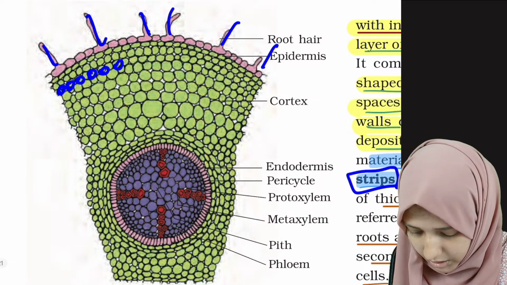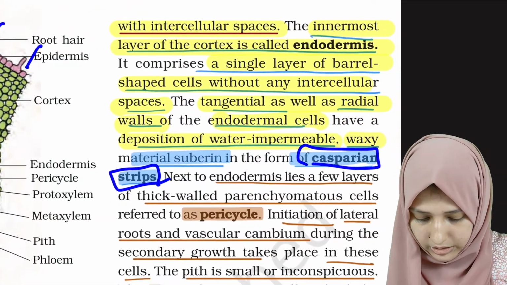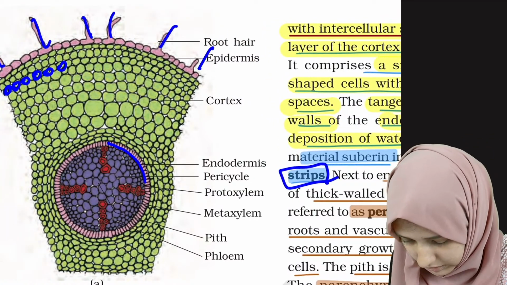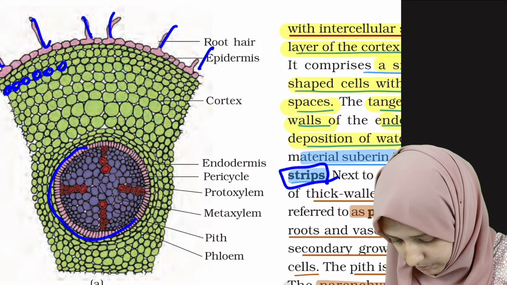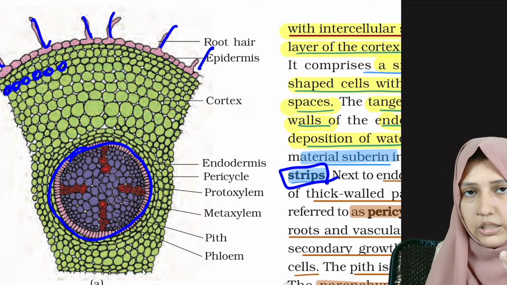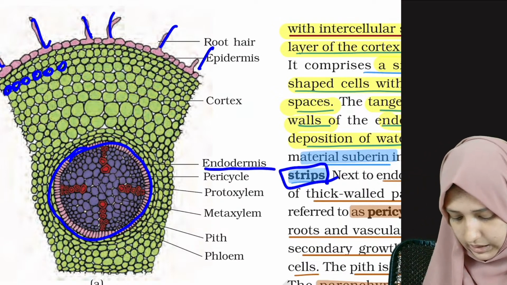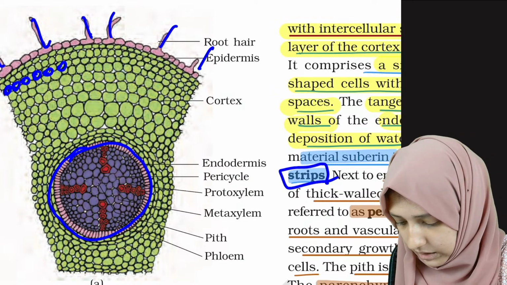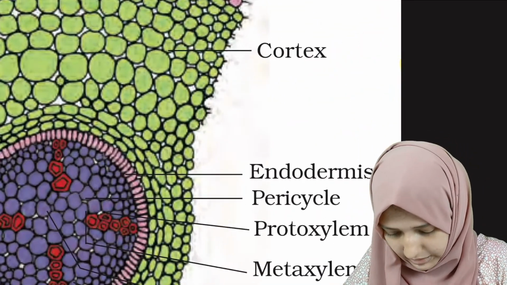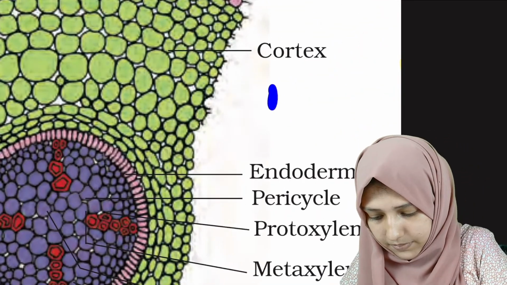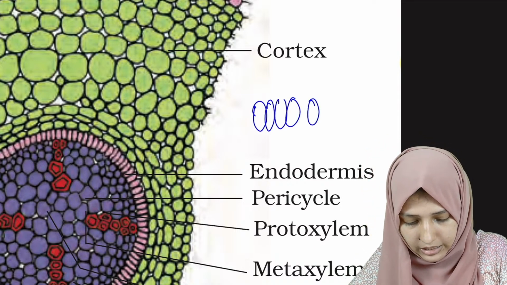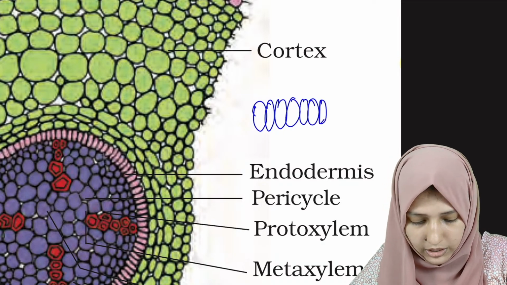And the innermost layer of cortex is known as endodermis. What is it known as? It is known as endodermis. This pink colored structure is the innermost layer of cortex. And in this endodermis, these are endodermal cells, and these endodermal cells are arranged without any intercellular space.